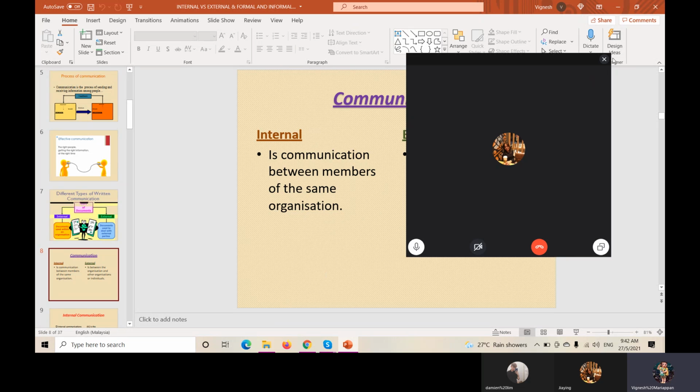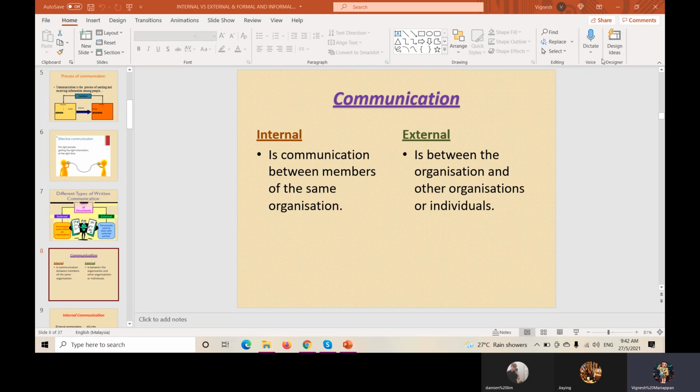Okay, so this is what we call internal communication. External communication means any communication between other organizations, meaning other external parties outside of the organization. Please do remember this term. Understand or not?